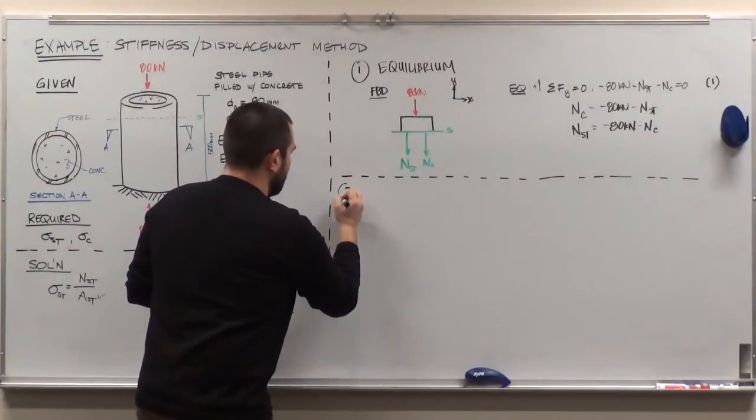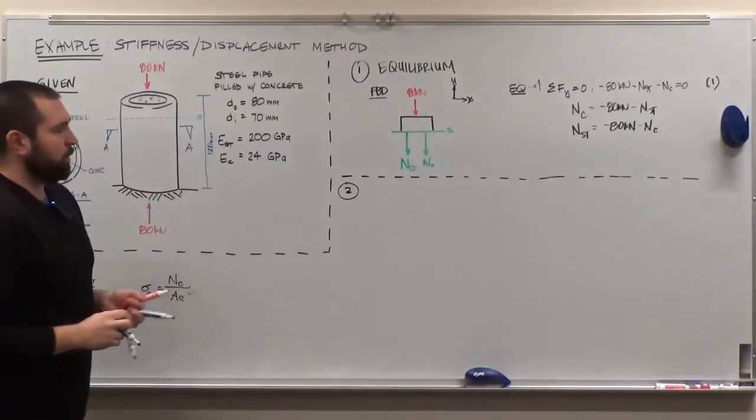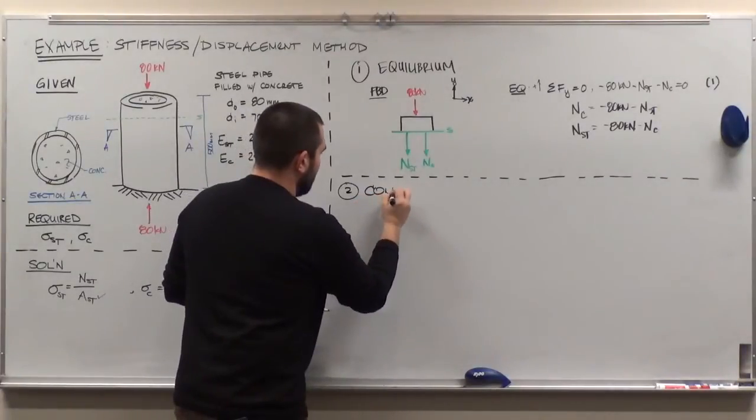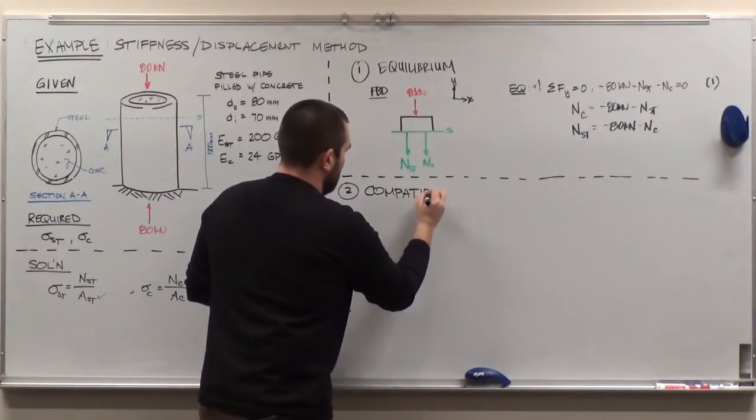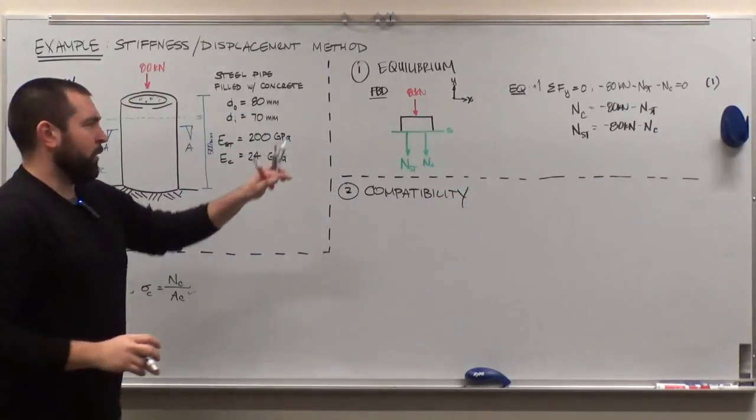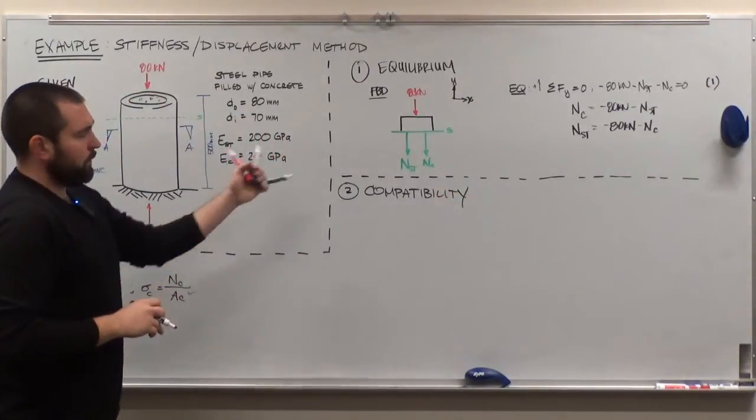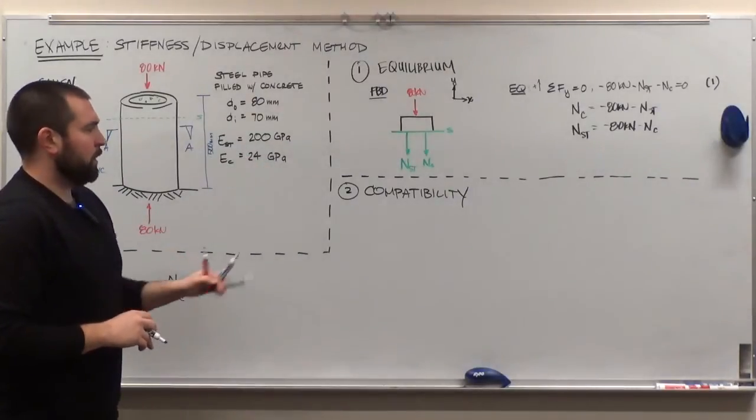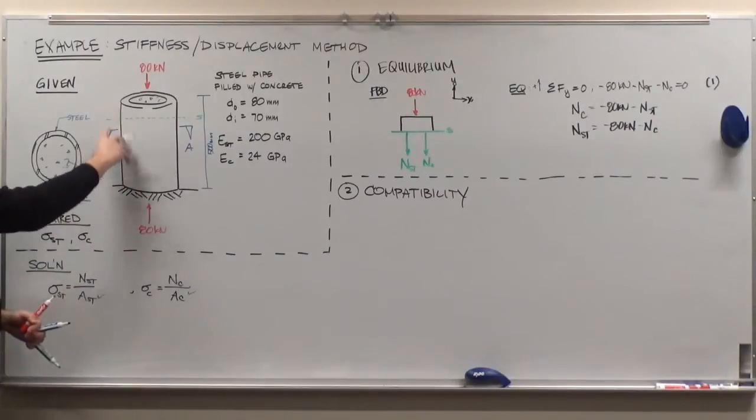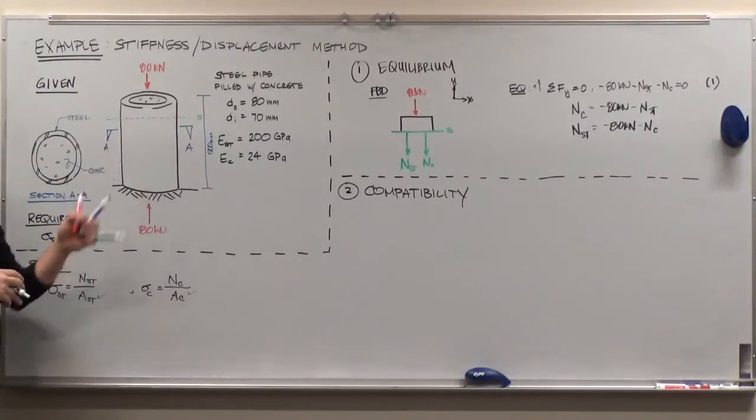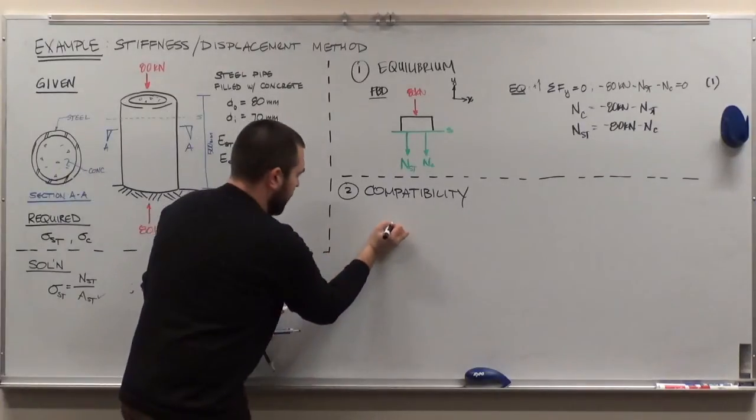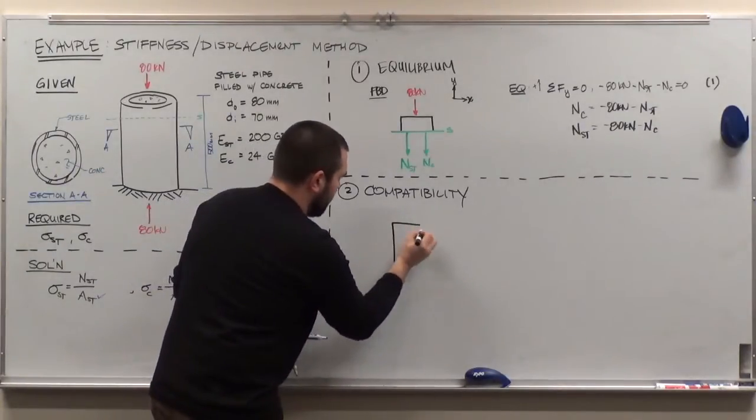So then step number two for the stiffness displacement method of analysis is looking at geometry, and we call it compatibility. Okay, so we're always going to draw a diagram for both of these steps, equilibrium and compatibility. When we draw a sketch for the compatibility step, I'm going to go back to my entire diagram that we had before. I don't need to make a section cut or anything like that. So I'll just draw my cylinder.